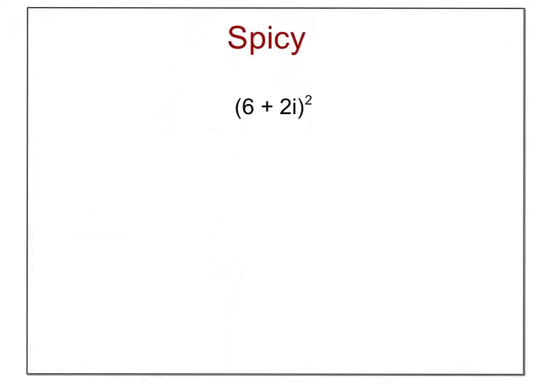All right, on to the last slide. This would be a spicy problem. It was the most difficult one, but I really think you are equipped to do a very nice job on this. You have a complex number, 6 plus 2i squared. Remember that squared means the number times itself. So we actually have a 6 plus 2i times a 6 plus 2i here that hopefully you recognize we could FOIL. 6 times 6 is 36.